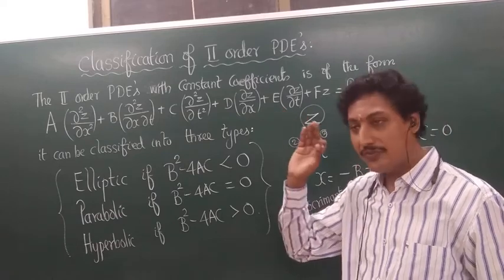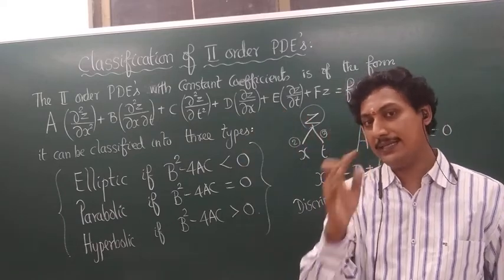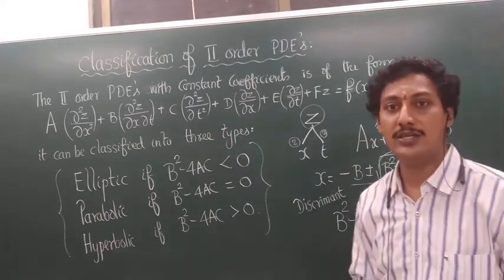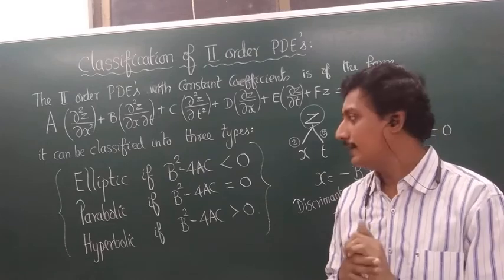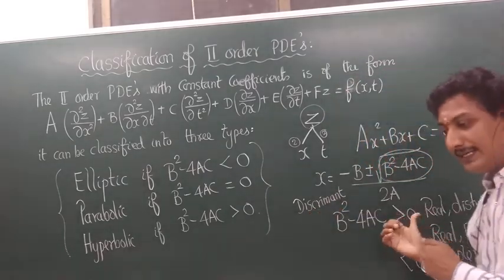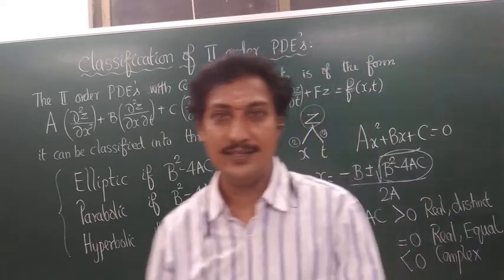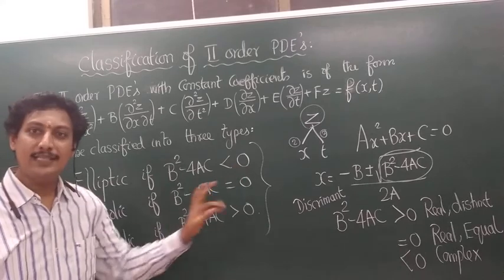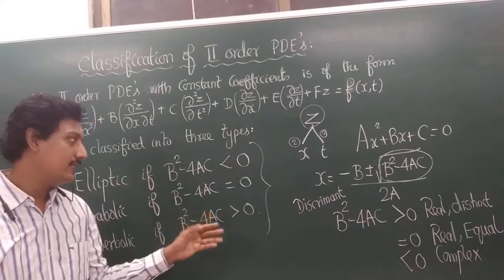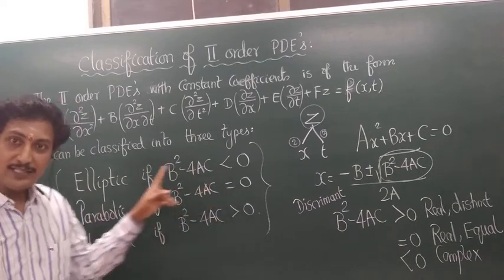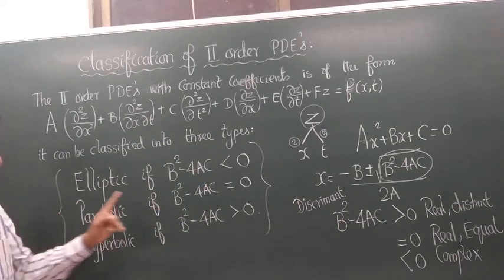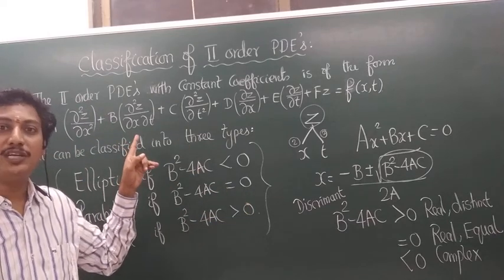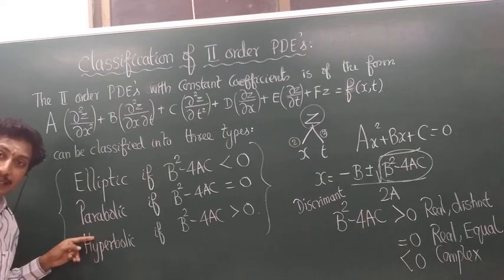With the help of these 3 coefficients a, b, c, the second order partial differential equations can be classified into three types. What are they? As I told you, the same discriminant value influences this classification. So what is the discriminant value? b squared minus 4ac. Suppose the b squared minus 4ac value is negative, then it is called elliptic. Suppose b squared minus 4ac is equal to 0, then the given second order partial differential equation is of parabolic type.